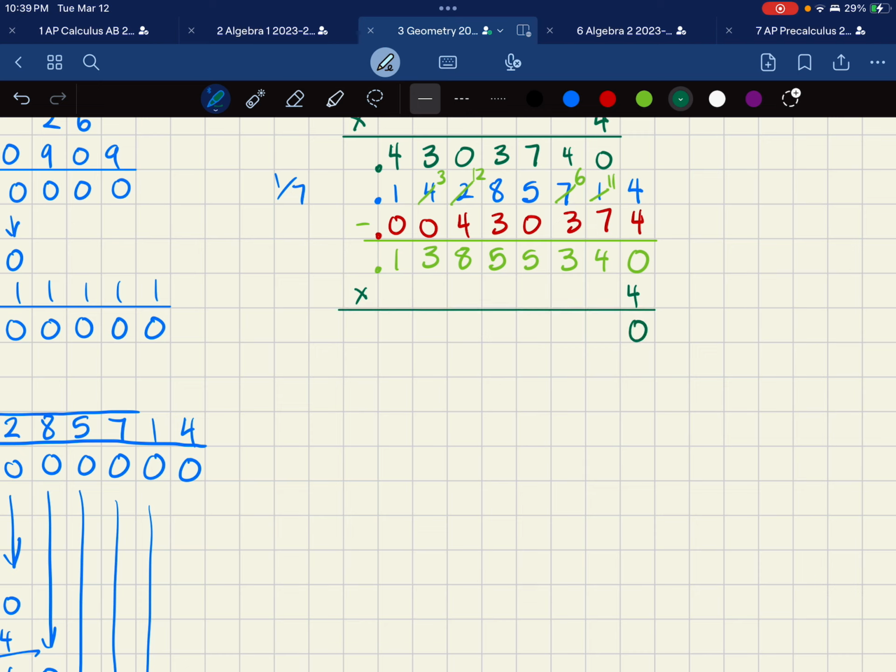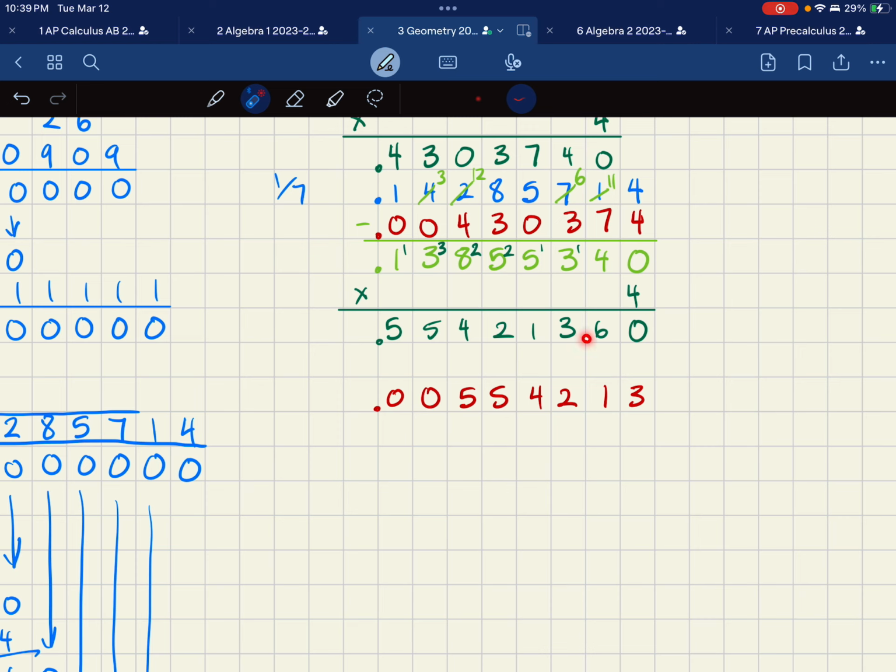It's going to be 0, 16, 12, 13, 4 times 5 is 21, 4 times 5 is 22, 4 times 8 is 32, 3, 3, 4, 4 times 3 is 12, 3 more 15, and 4 times 1 is 4, plus the 1 is 5. So 0.55421360. Nice. And then let's move the decimal places right now. This is going to be 0.0055421, okay, and then I'm going to round this number. 6 and 0 rounds to just a 6.